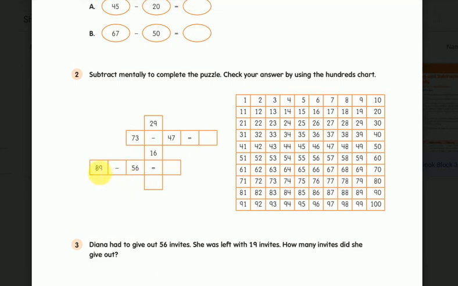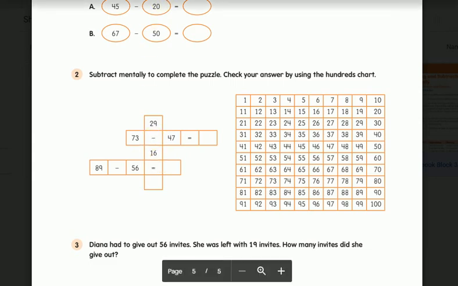In the similar way, subtract 89 minus 56. Keep the bigger number in your mind and count backwards by number of tens as in small number, then number of ones as in small number. So 89 minus 56, you get 33 as your answer. So here it comes 33. Then 29 minus 16. The answer is 13.